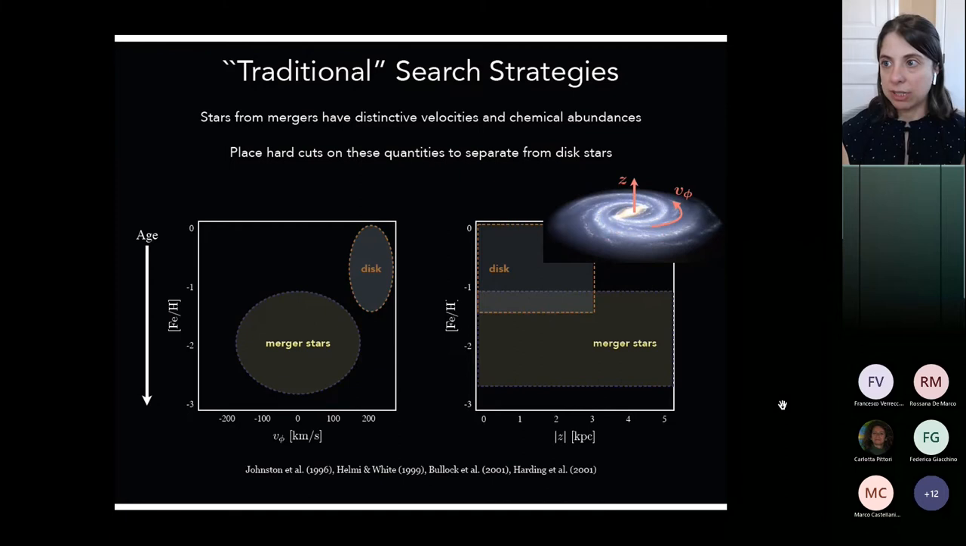And stars from mergers don't necessarily have to follow this pattern. They'll typically be older, so they'll fall lower down on this plane, and their velocities might have more of a spread. They may not necessarily be moving around at 200 kilometers a second. So one way to slice out the disk stars is to just put in a cut and remove everything from the top right region of the plot. Next slide.